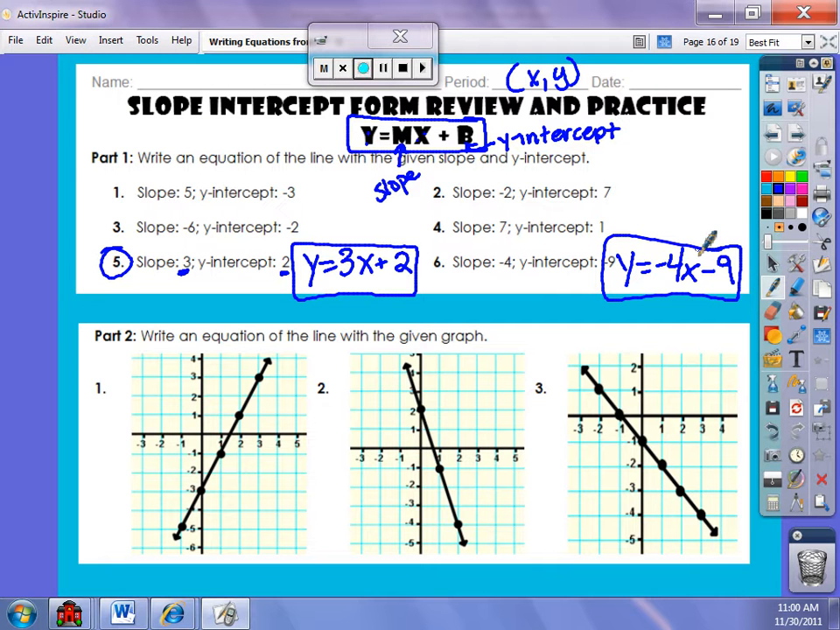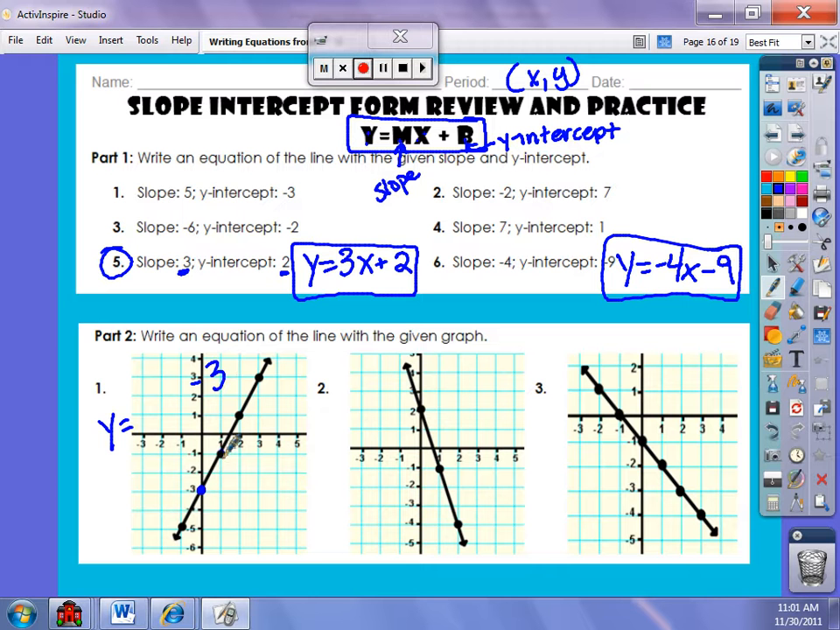Now, in part 2, there's a line given. We have to find the slope and intercept ourselves, and we're going to plug them into this y equals mx plus b. The easiest thing to find is the y-intercept. Where does this graph cross the y-axis? Okay, so it's going to start with, we know it's going to be y equals, we still have to find our slope, but I know that it's crossing at -3, right here.